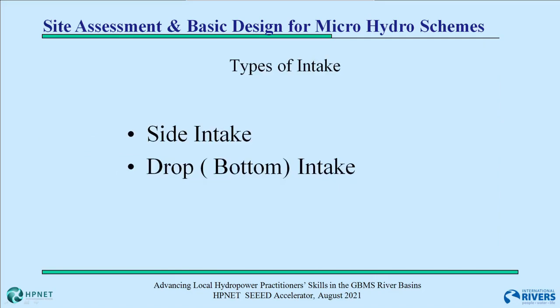Let us look into the details of how an intake works. There are two kinds of intakes. One is called a side intake and the other one is called a bottom intake or drop intake. The side intake has a diverting channel and a gravel trap or spill gate to return the bed load to the river. The drop intake has a trench that is built perpendicularly to the stream flow direction. The trench is covered with a trash rack to avoid debris from falling into the trench.